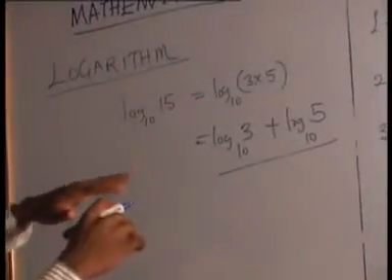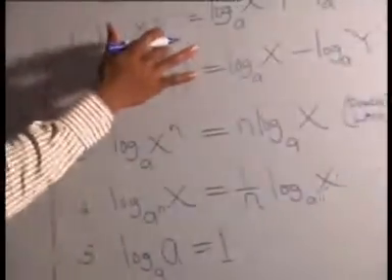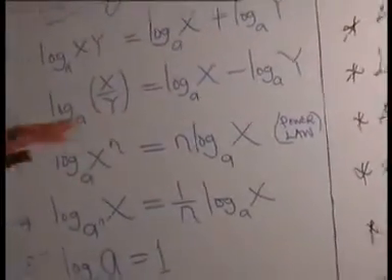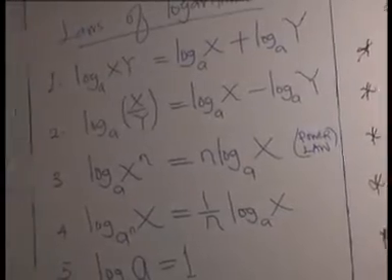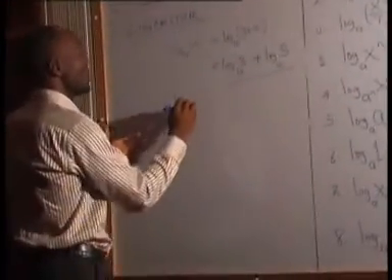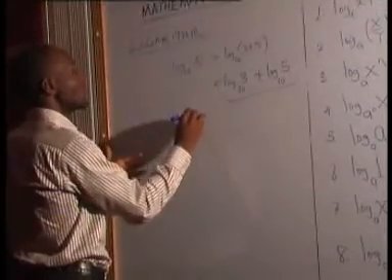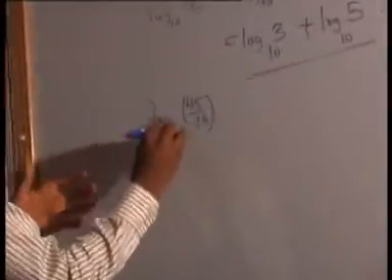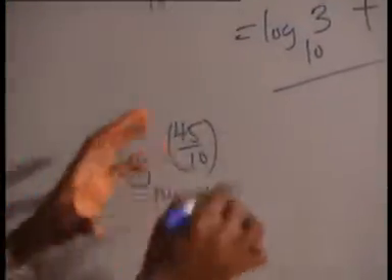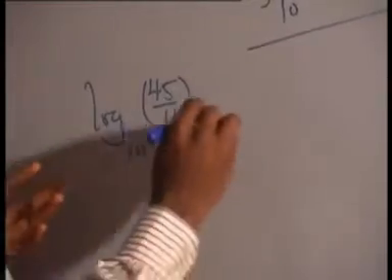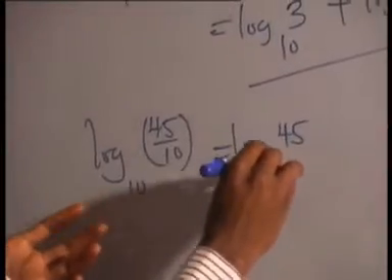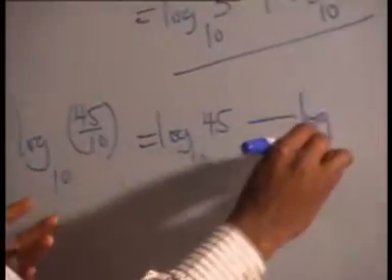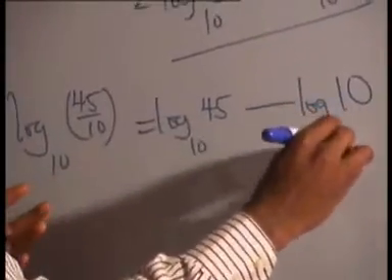Then for the second law, it says that if you have x divided by y, it's going to be the log of x minus the log of y. For example, you can have log 45 over 10 to the base of 10. If you want to rewrite this, you can write it in this form: log 45 to base 10 minus log 10 to base 10.